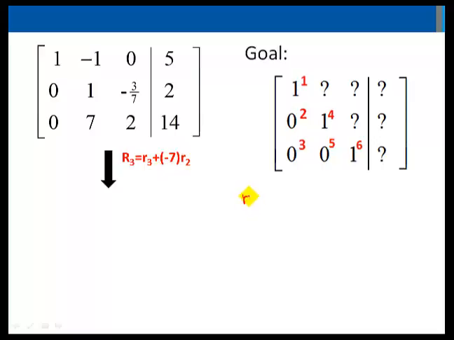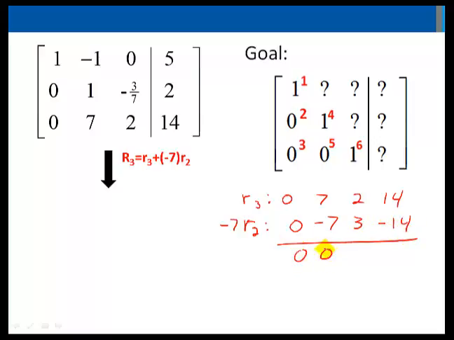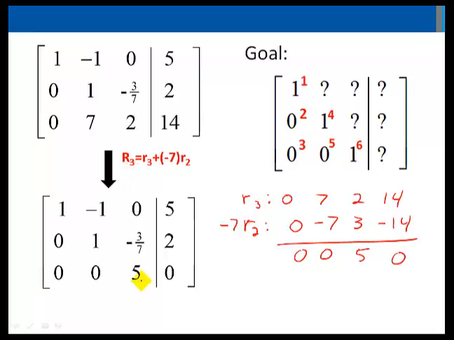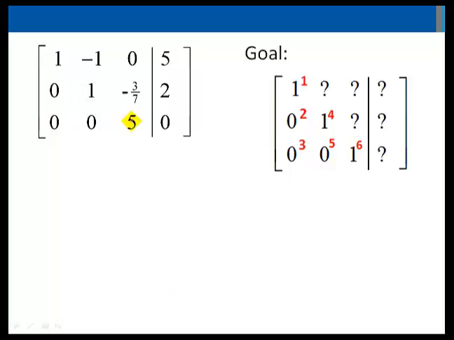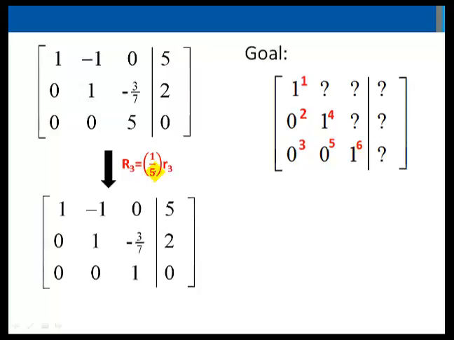So row 3 is 0, 7, 2, 14. Negative 7 times row 2 is 0, negative 7, 3, negative 14. Adding these together, I get 0, 0, 5, 0, and this goes into the third row. So 0, 0, 5, 0, my new third row. And next of all, I want to turn this 5 into a 1, so I'll multiply that third row by 1/5. And finally, we have a matrix in echelon form.